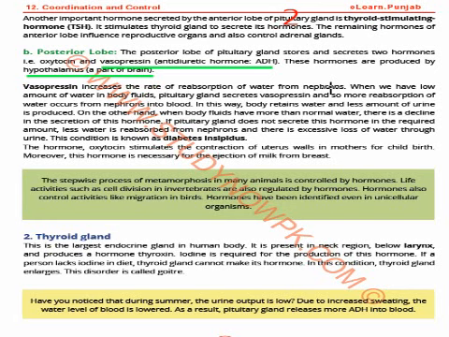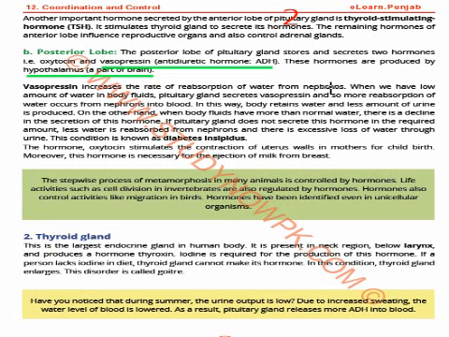If the pituitary gland does not secrete this hormone in the required amount, what happens? Less water is reabsorbed from the nephrons, and as a result, excessive loss of water is seen through the urine, and this is known as diabetes insipidus. So it's a type of diabetes.